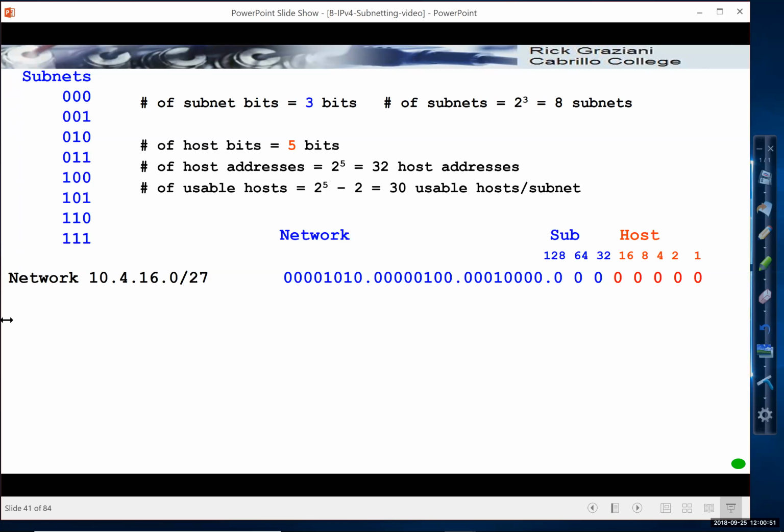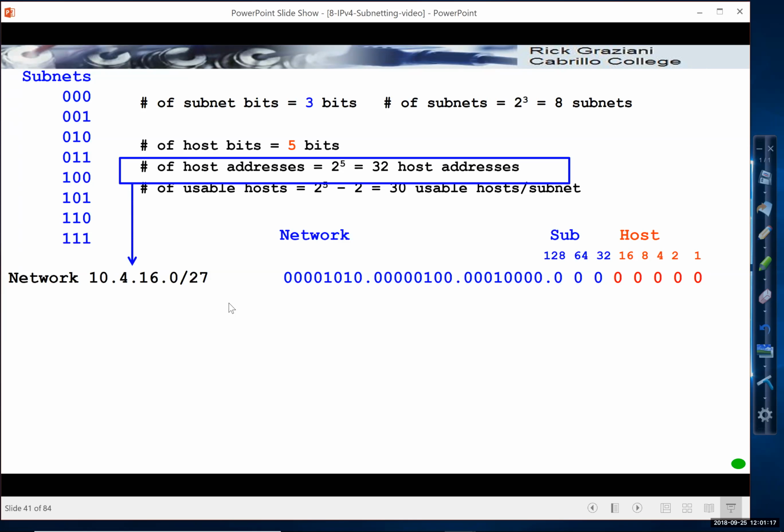Okay, let's take a look at our first /27 network address. How do we look at our first one? Well, that's the 3 zeros in the subnet portion, with 5 host bits. So our first /27 subnet is 10.4.16.0/27. What would be our next one?